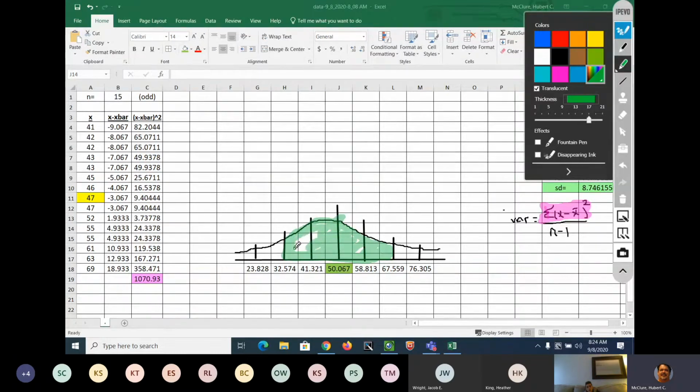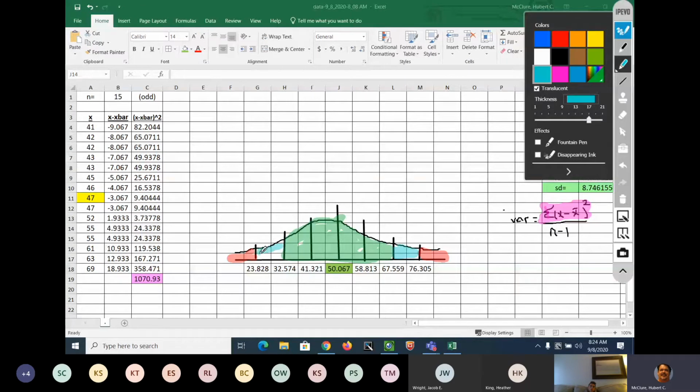Okay. And let's take the red. That's your outliers at 0.15%. And then we'll just use that aqua color that we've been using for the unusual. That's your empirical rule.